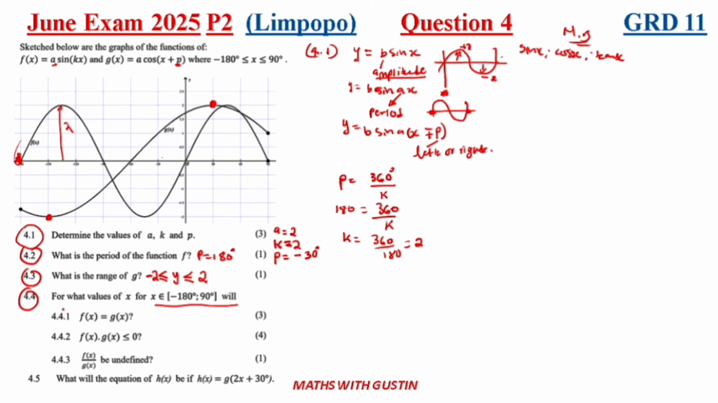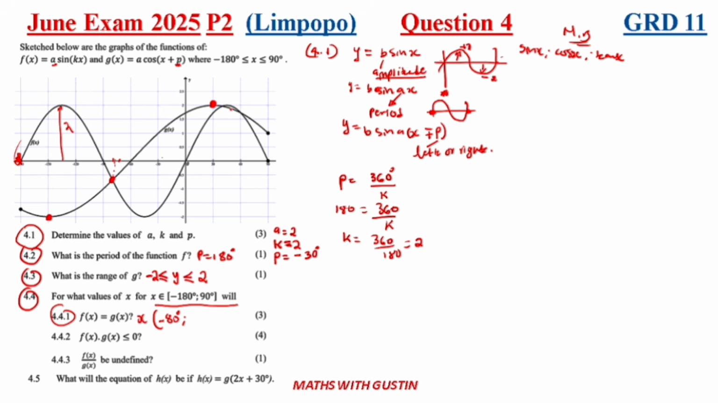So 4.1.1, it says for which values of x is f of x equal to g of x. So basically they're asking you on which values of x are these graphs touching each other. So let's see, this value right here, they are touching. So this value right here would be how much? That's 90. This is 60. So let's estimate it. I think it's going to be -80, just before 90, because I think here there's going to be 70 and 80, then 90.